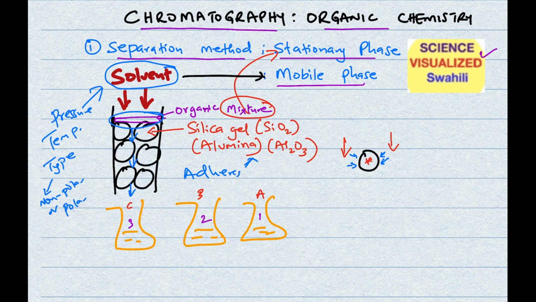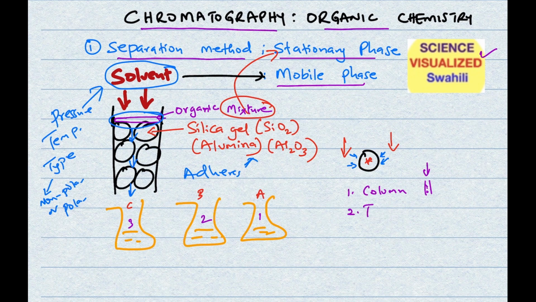Now, just before we end, there are various types of chromatography. The first one is column chromatography, and that's where you use a column and then you put a stationary phase inside, and then you'll apply the solvent, which will push the mixture through the column.